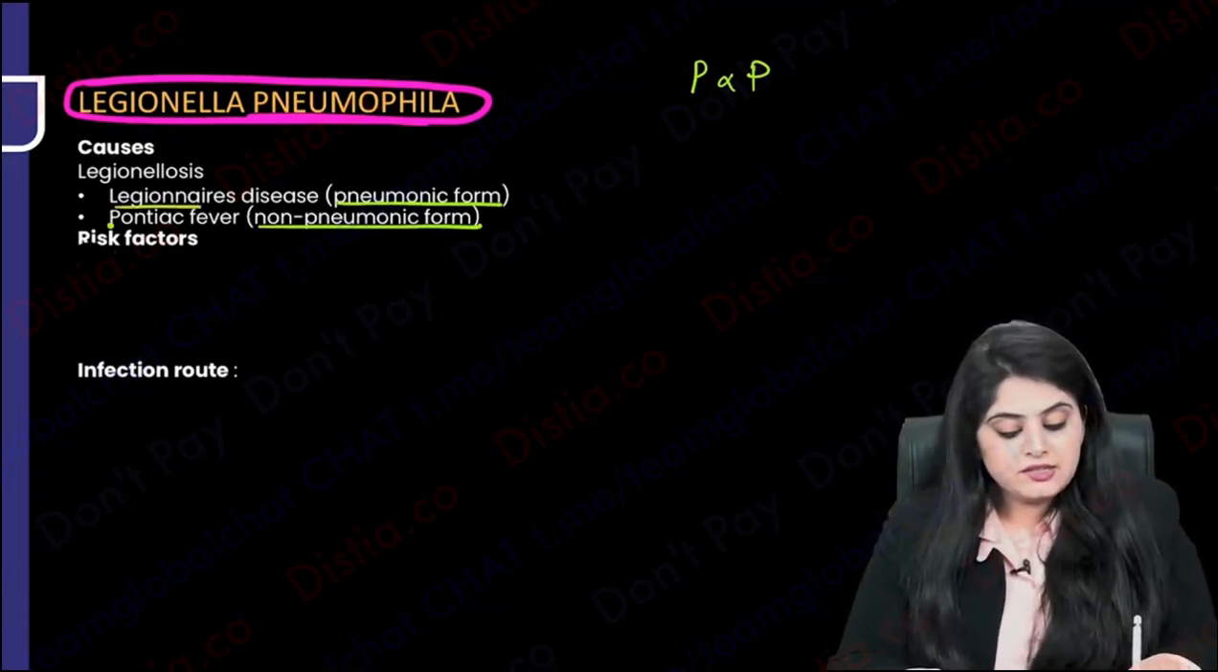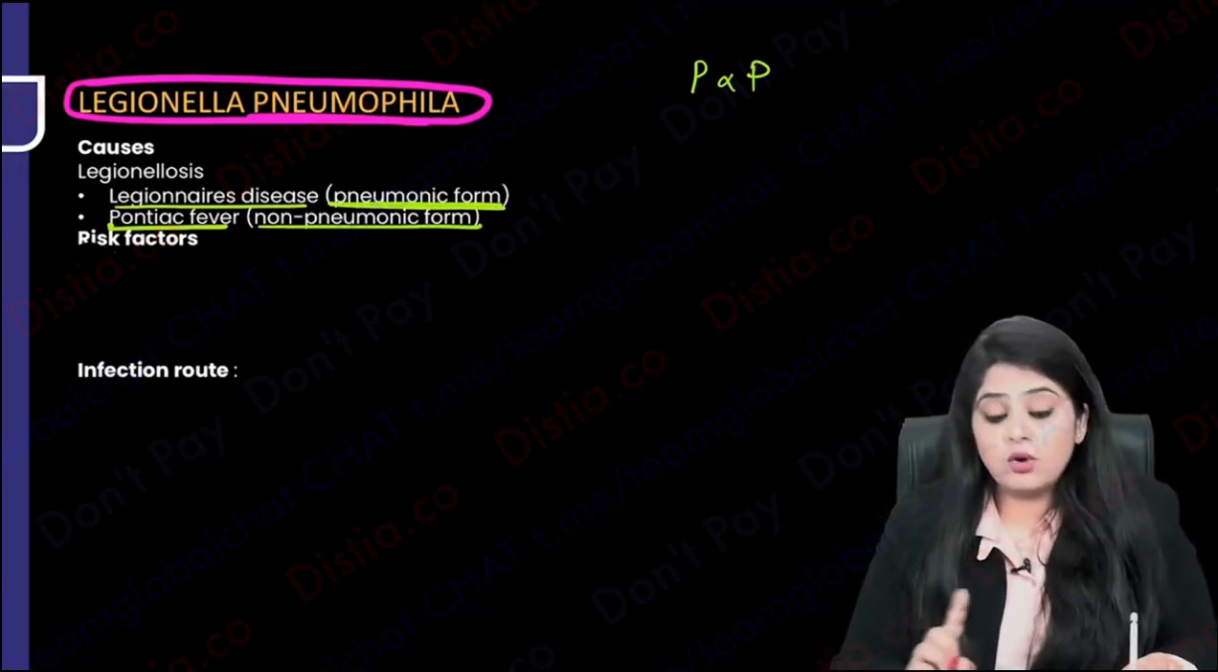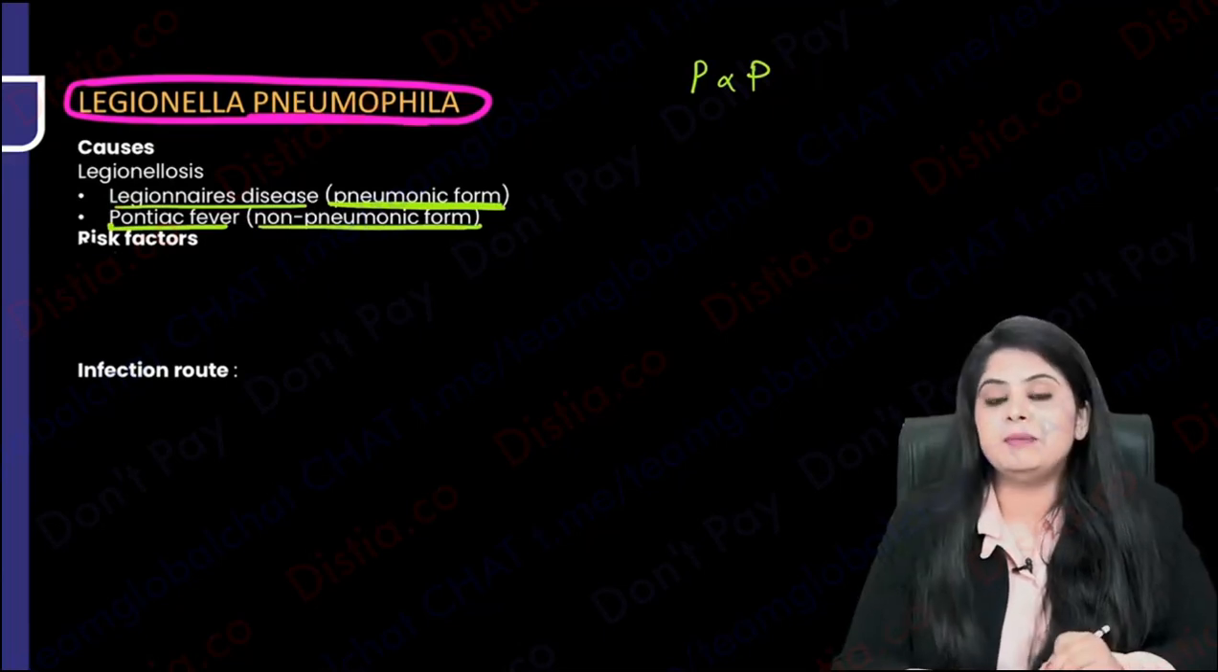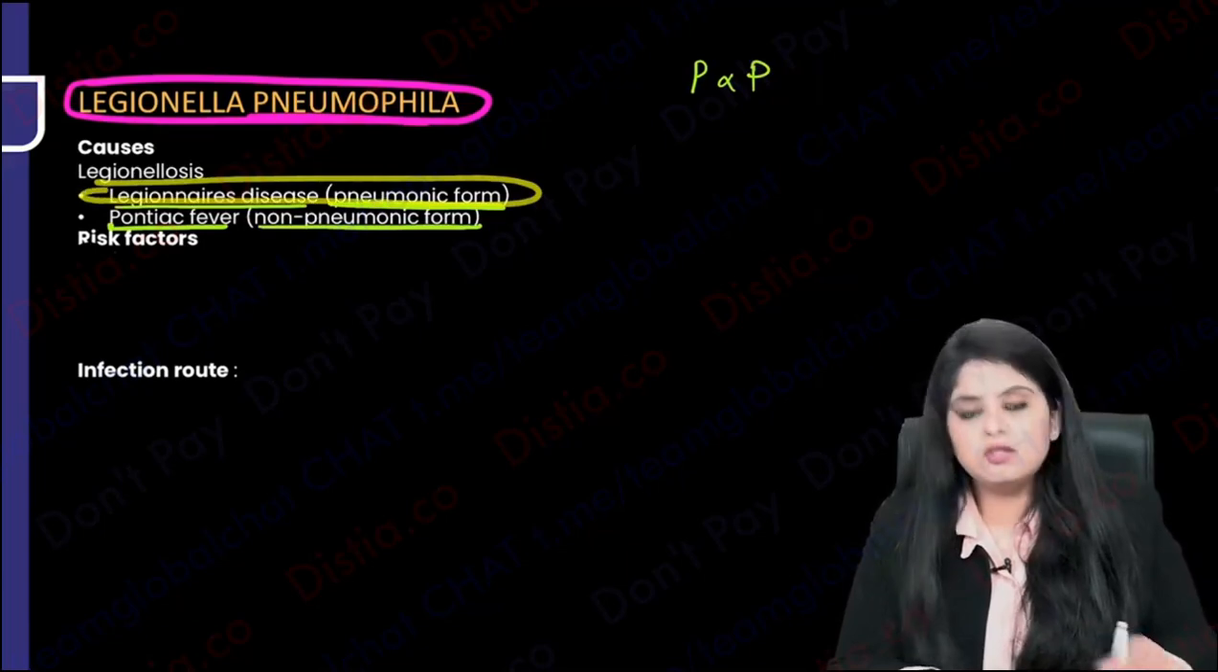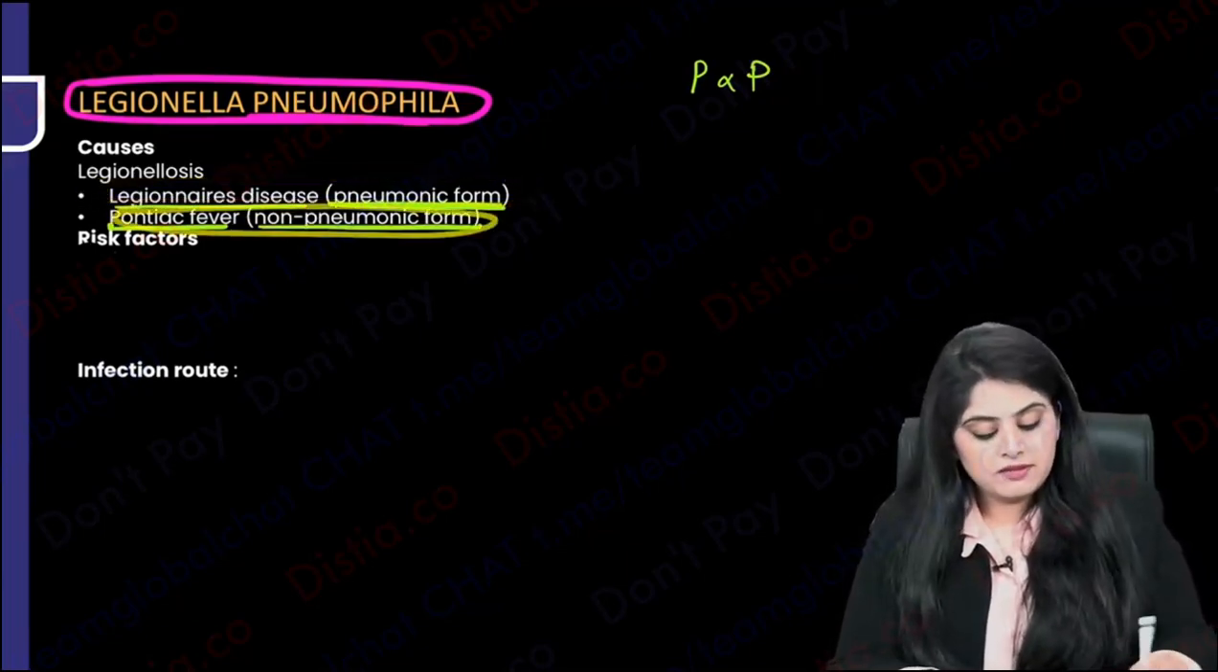Legionnaire's disease is the pneumonic form, and Pontiac is not the pneumonic form. P is not for pneumonia. So then what is Pontiac fever? This much I've understood: Legionnaire's disease is the pneumonic form, it will be pneumonia. What will happen in Pontiac fever?